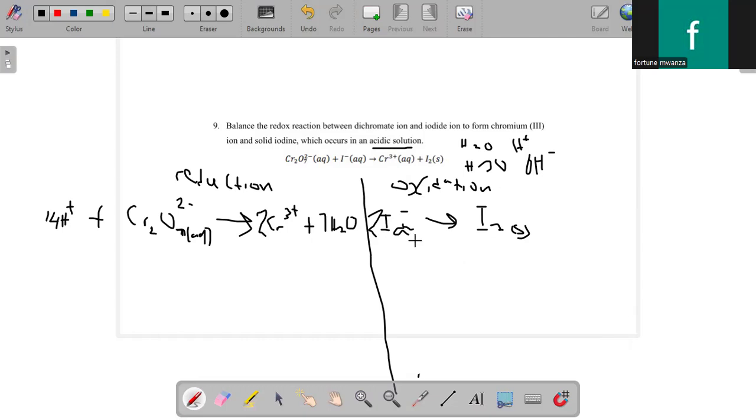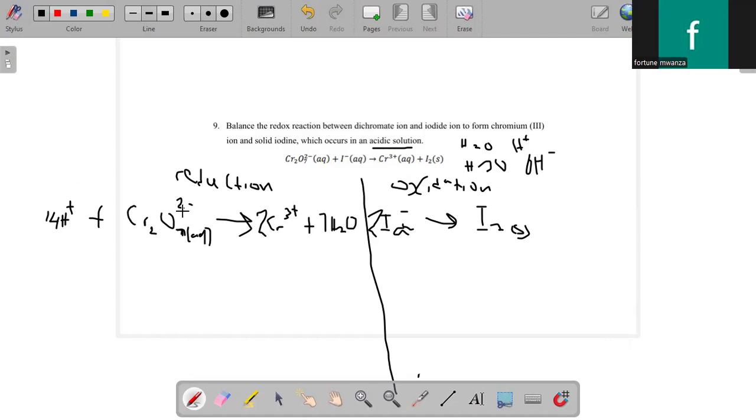This one is already balanced, so there is no need of introducing water or hydrogen ion. So the next step after balancing the atoms is to balance the electrons. You sum the overall charge on the reactant, then you also get the overall charge on the product. Then I should be able to balance the electrons. So let's do that.